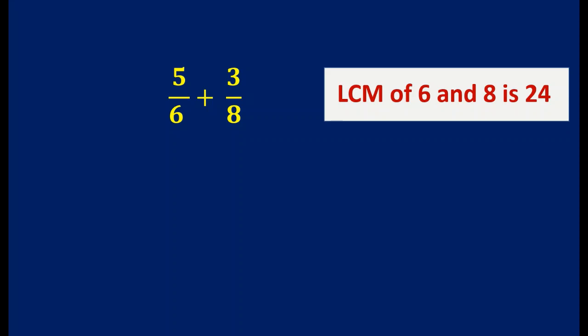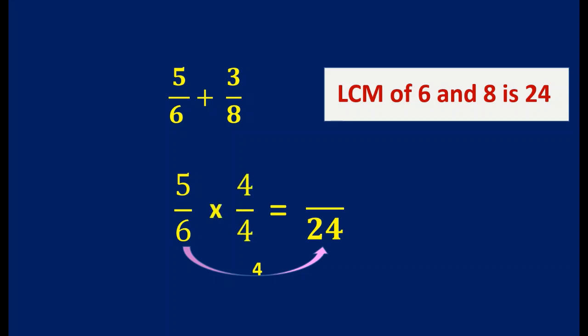First, let's find an equivalent fraction of 5 by 6, where the denominator should be equal to 24. We multiply 6 by 4 to get 24. To keep the value of the fraction unchanged, we multiply and divide 5 by 6 by 4 to get 20 by 24, because 5 fours are 20 and 6 fours are 24.